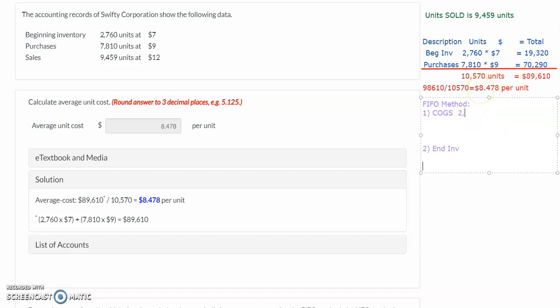So I'm going to take 2,760 times $7 each. So I know that my cost is going to be $19,320. Then I'm going to think about how many more units I need to account for out of the units that were sold. So I'm going to keep in mind that I have a cost of $9 for those units.